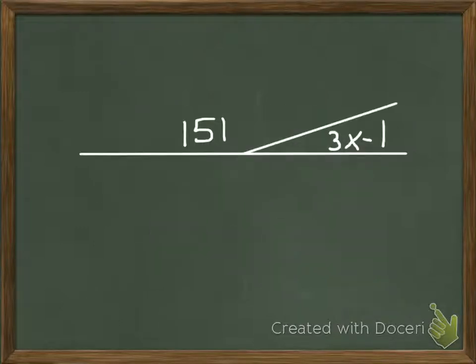Let's have you guys try one more on your own. Alright, so go ahead and get this equation down right here. Draw your angle, your straight line, 151 and 3x minus 1. Set up your equation and solve.